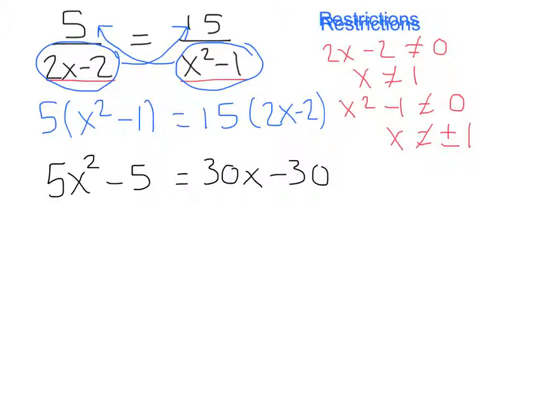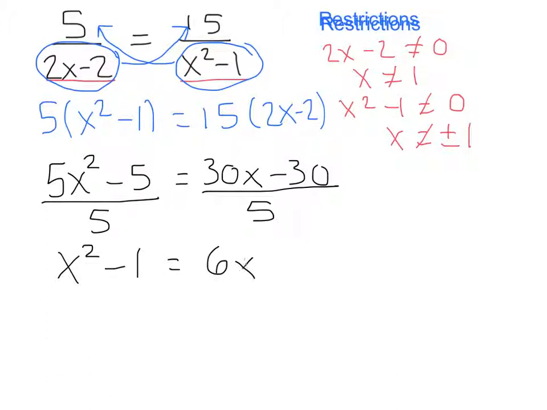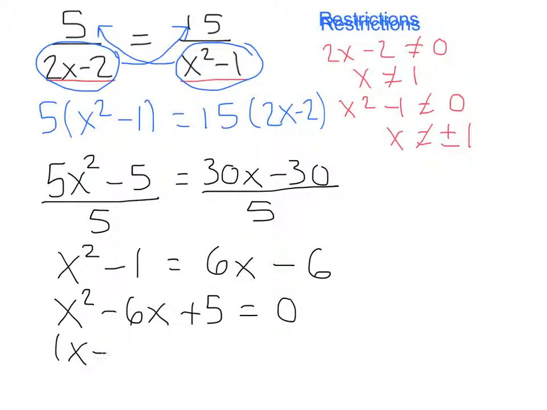And solve for x. The first thing I'm going to do to make these numbers a little bit smaller is divide everything by 5. So I end up with x squared minus 1 equals 6x minus 6. x squared minus 6x plus 5. The reason why I did this is now, if you have a quadratic equal to 0, you can factor. x minus 5 and x minus 1 equals 0.